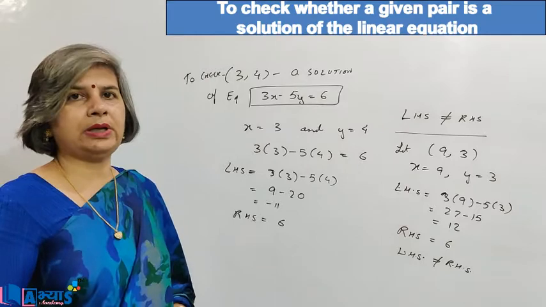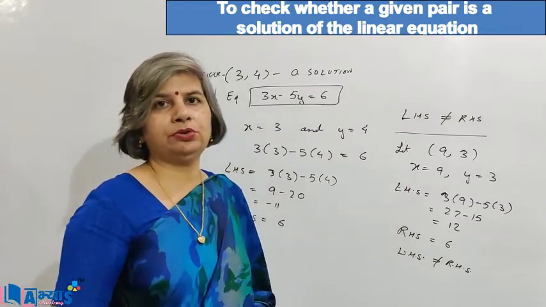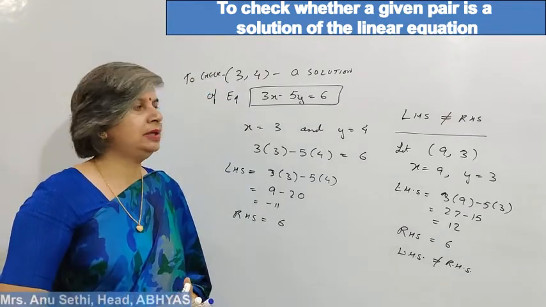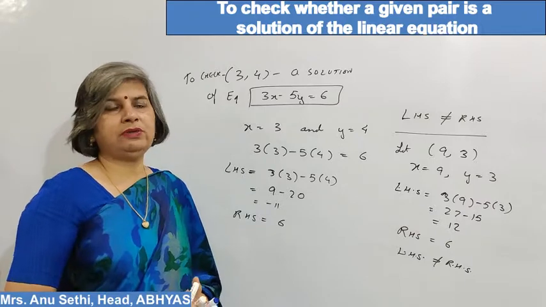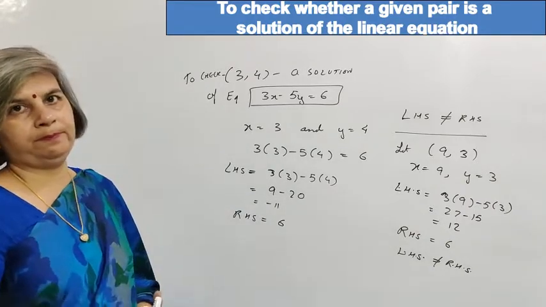This is how we can try any pair of values to check whether it is a solution of the equation. Whenever the left hand side will be equal to the right hand side, we will say it is a solution of the equation. Otherwise it will not be a solution of the equation.